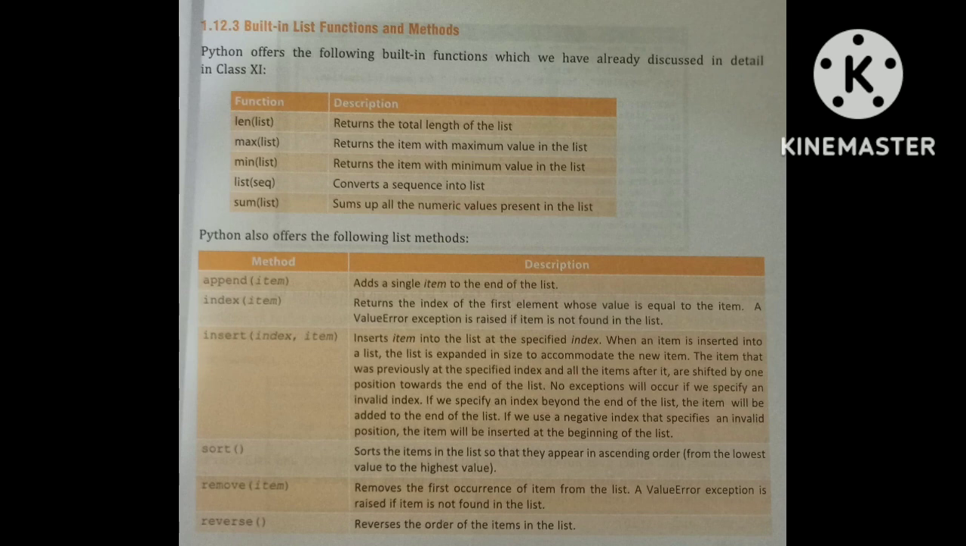Sort. Sorts the items in the list so that they appear in ascending order from the lowest value to the highest value. Remove item. Removes the first occurrence of item from the list. A value error exception is raised if item is not found in the list. Reverse. Reverses the order of the items in the list.